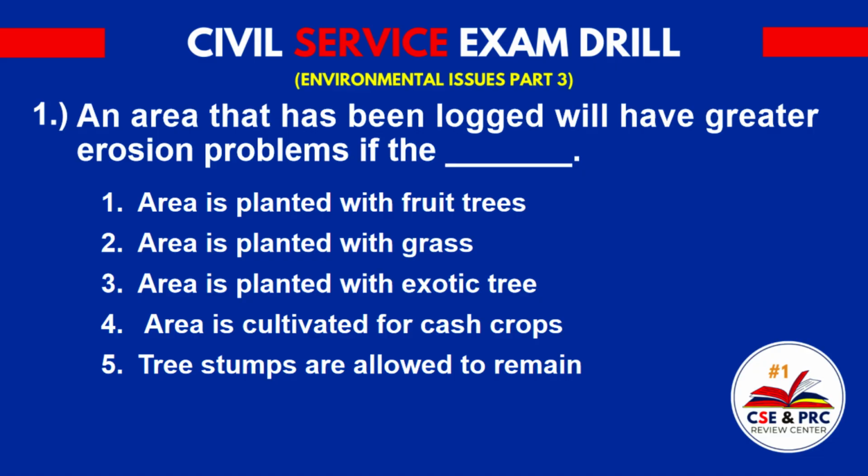Number 1, an area that has been logged will have greater erosion problems if the 1. Area is planted with fruit trees. 2. Area is planted with grass. 3. Area is planted with exotic tree. 4. Area is cultivated for cash crops. 5. Tree stumps are allowed to remain. The answer is 4. Area is cultivated for cash crops.